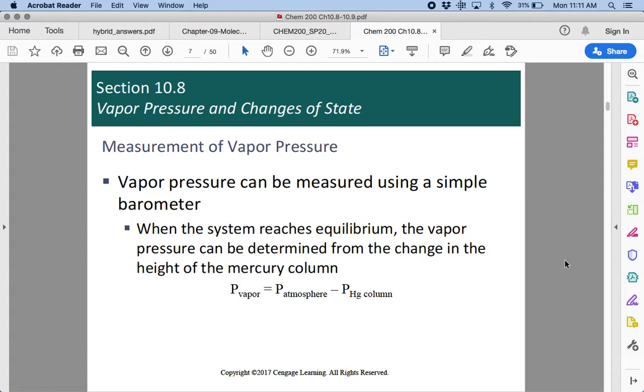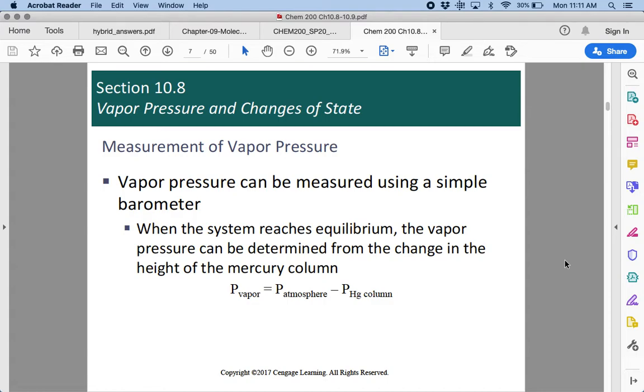A measurement of vapor pressure can be something as simple as a barometer. Sometimes if you have a weather app or something like that, it will have the barometric pressure, and that's the pressure in the atmosphere, typically of the water vapor in the atmosphere. And obviously this last week we had a lot of rain, so that would be affecting our barometric pressure.